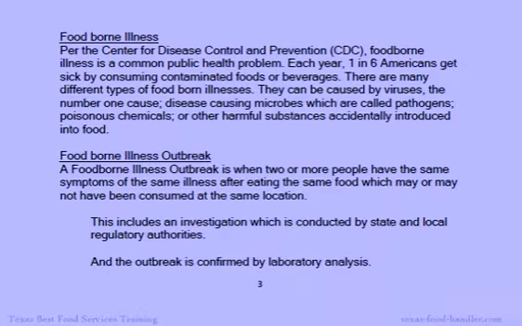Foodborne illness outbreak. A foodborne illness outbreak is when 2 or more people have the same symptoms of the same illness after eating the same food, which may or may not have been consumed at the same location. This includes an investigation which is conducted by state and local regulatory authorities, and the outbreak is confirmed by laboratory analysis.